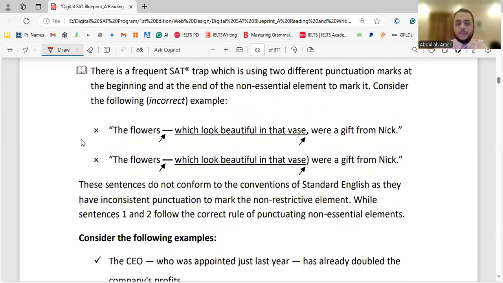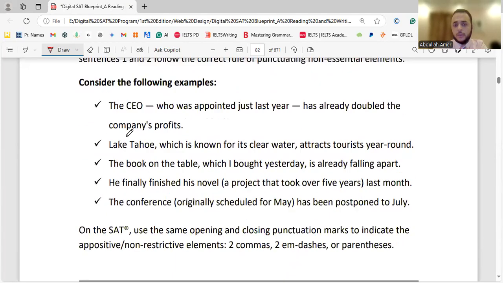On the SAT, in the question, you might have an em dash, and in the choices, you will have commas, or an em dash in the question and parentheses in the choices. That's incorrect. That's wrong. These are two wrong sentences. So as you see here, two em dashes or commas, this is the only correct organization. Okay, so the verdict is we need to have either two commas, two em dashes, or parentheses.